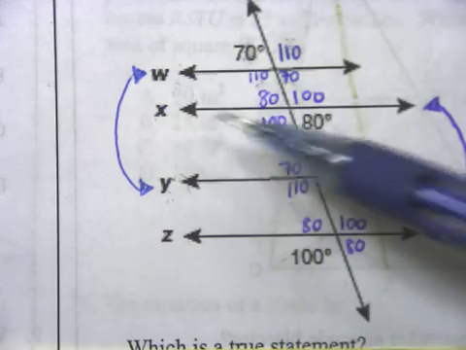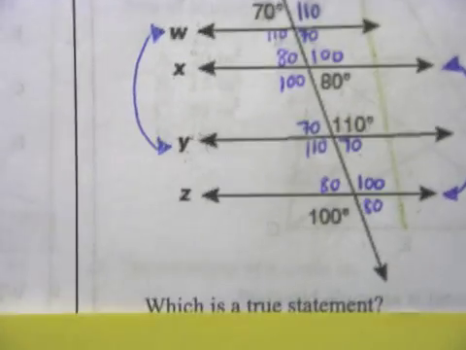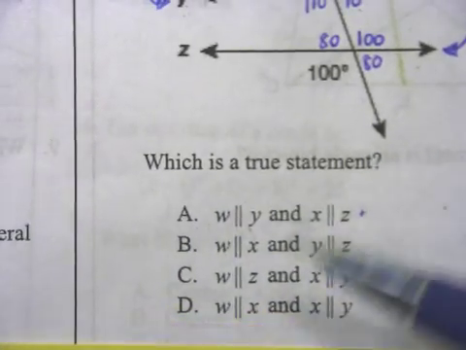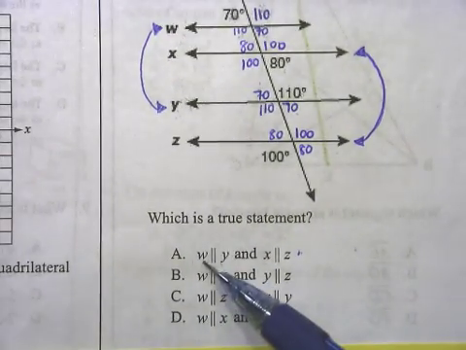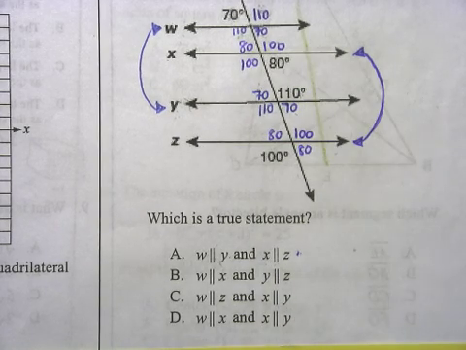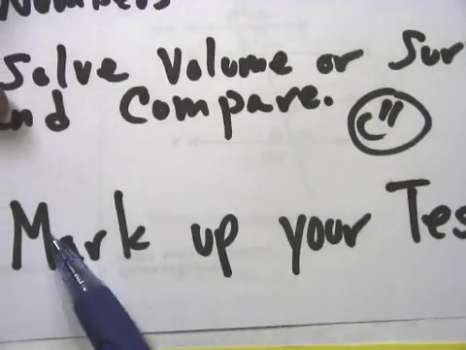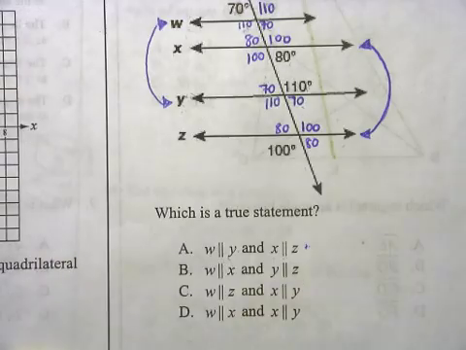So basically X and Z are parallel, and W and Y are parallel because of their corresponding angles, and that would give us answer choice A. So yeah, we can see here then that W is parallel to Y and that X is parallel to Z. Okay, again, just taking tip number 7, which says to mark up your test, and you can see that in the last 2 questions, all I did was mark this up, and the answer becomes easier to see. Let's move on to question number 5.